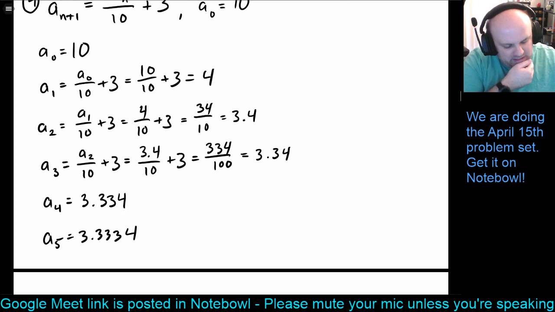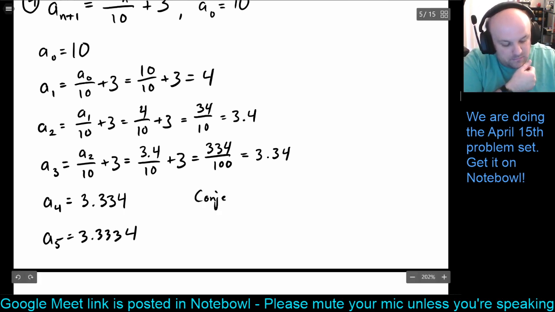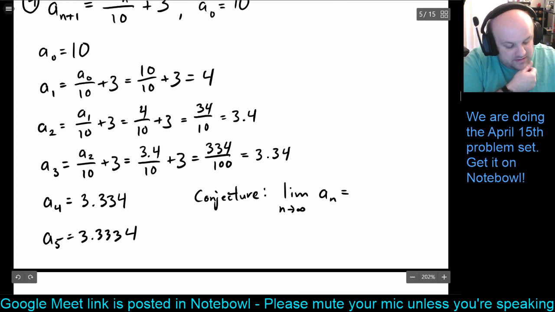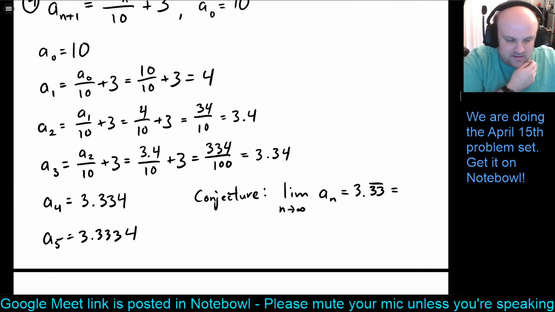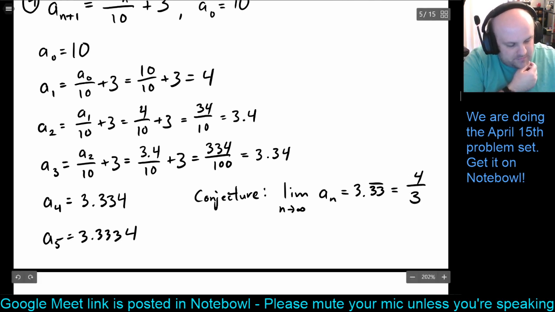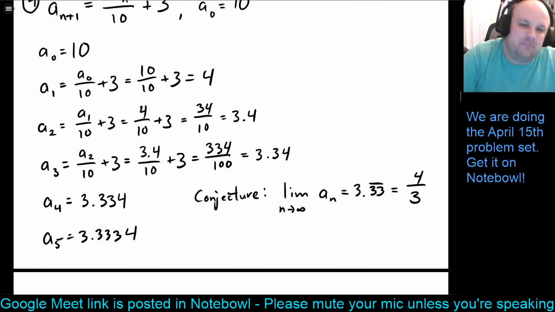So we're going to make a conjecture here that the limit as n goes to infinity of a_n is 3.33 repeating forever, which is a good way to write this. So this is 3 1/3, so 10/3 would appear to be where this is going.